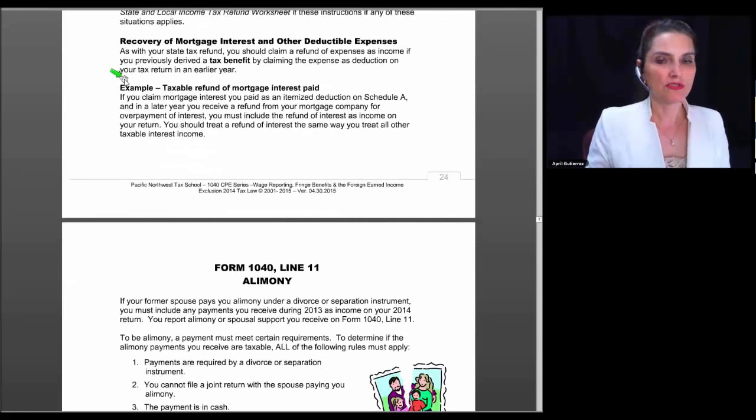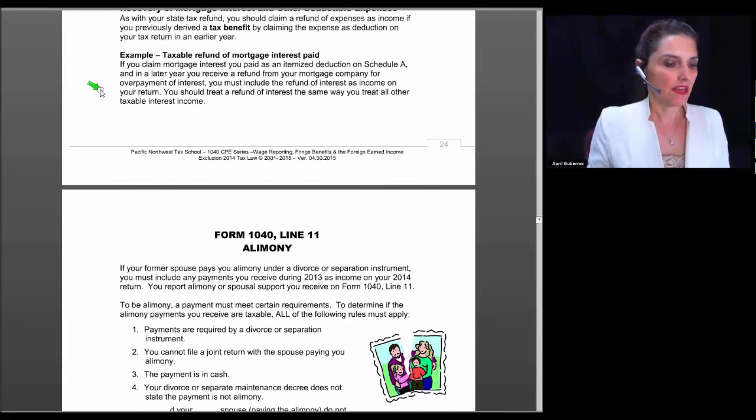Recovery of mortgage interest and other deductible expenses. As with your state tax refund, you should claim a refund of expenses as income if you previously derived a tax benefit by claiming the expense as a deduction. These don't happen very often, but I do have an example. You claim mortgage interest you paid as an itemized deduction on Schedule A, and then in a later year you receive a refund from your mortgage company for the overpayment of that interest.